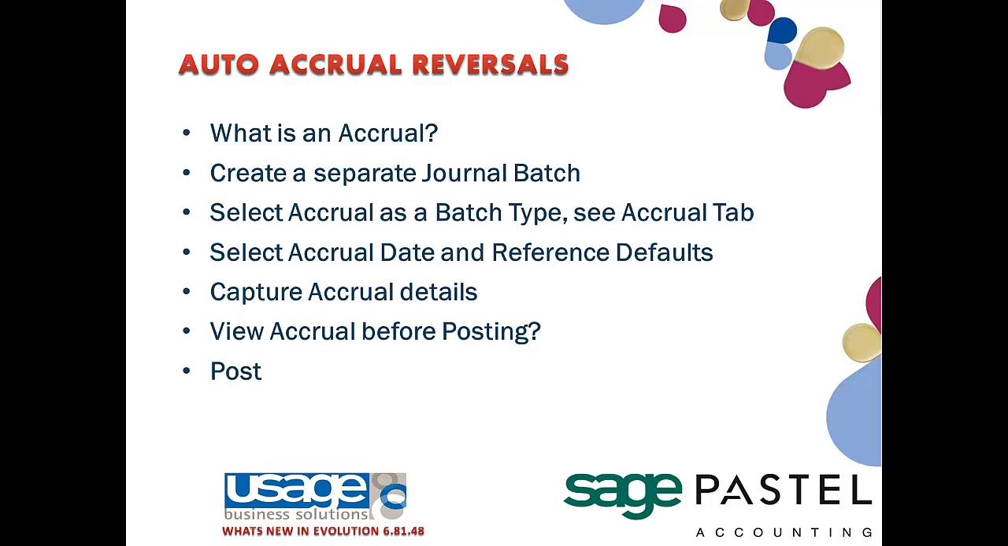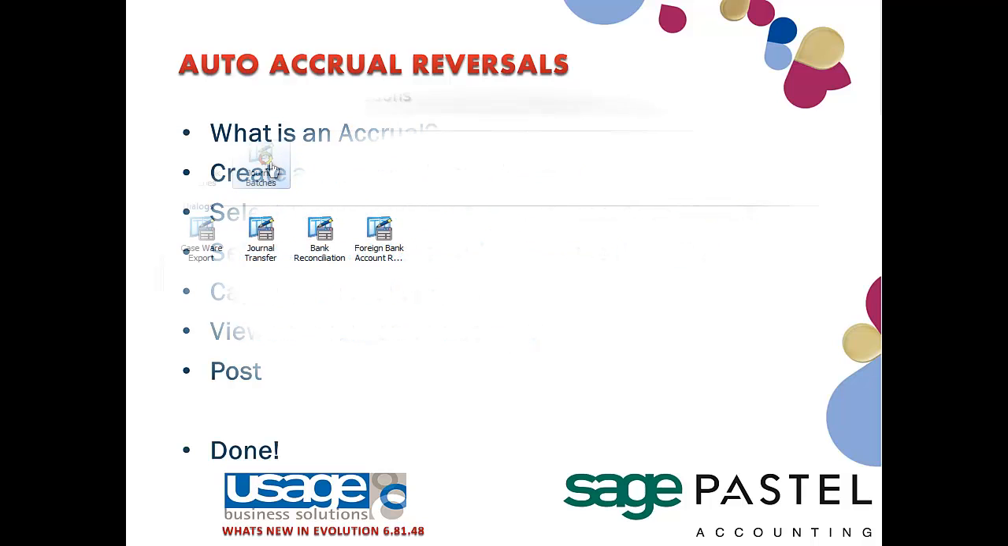If you selected not to clear the batch after posting, you can reuse it every month or as required. And under the global settings, you can select for it to recur a set number of times. That's all there is to it. I'll go to Evolution now and show you an example.